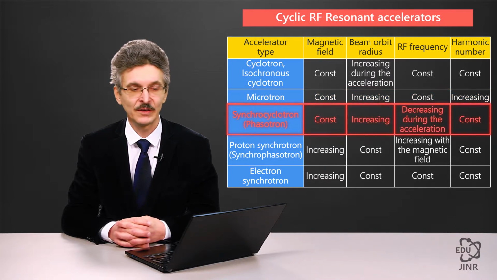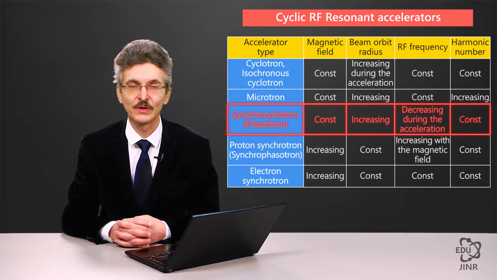The next accelerator is a synchrocyclotron, or phasotron. Its magnetic field is constant, same as in the first 2 accelerator types. Accordingly, the orbit radius increases. But in order to preserve the synchronism of the RF field and of the orbiting particles accelerated in the accelerator, the frequency of RF accelerating field is lowered during the acceleration process.